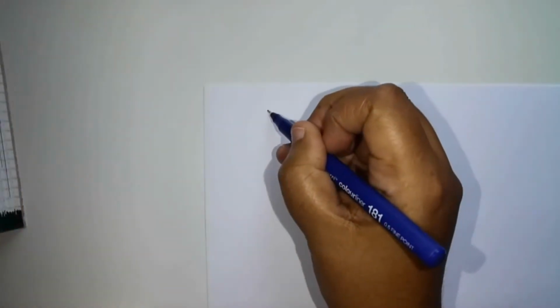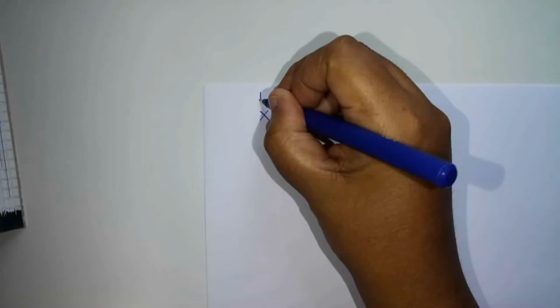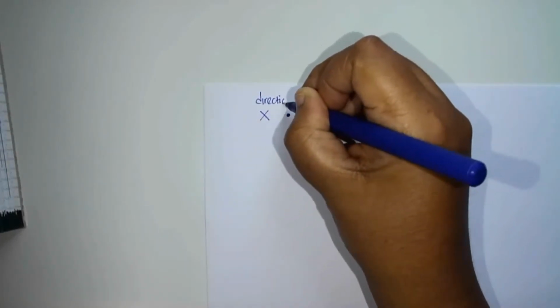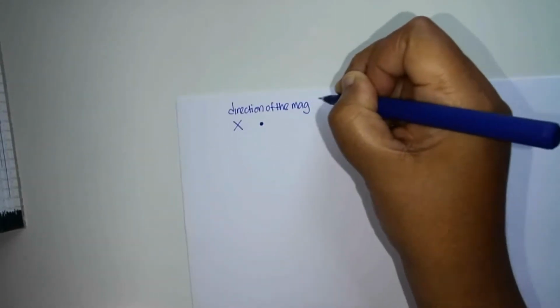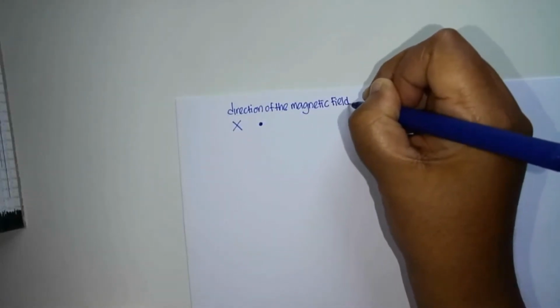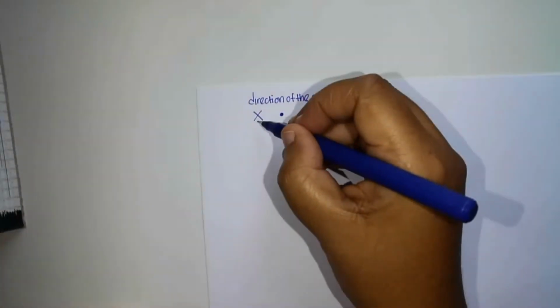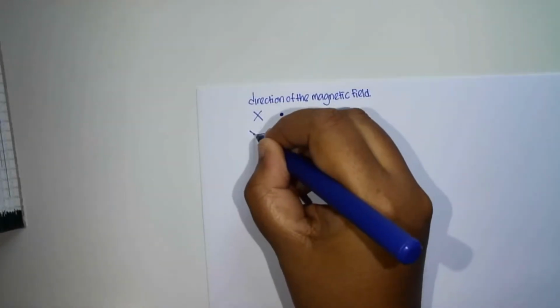Force on a moving charge. Before we go to the force, let's look at the magnetic field. If we want to draw a direction of a magnetic field, we can represent it either by a cross or a point. Okay, now what does cross and point mean? It's like an arrow. Imagine an arrow.